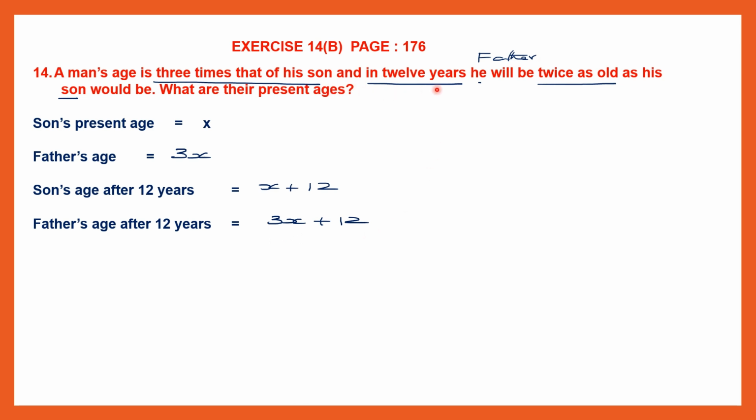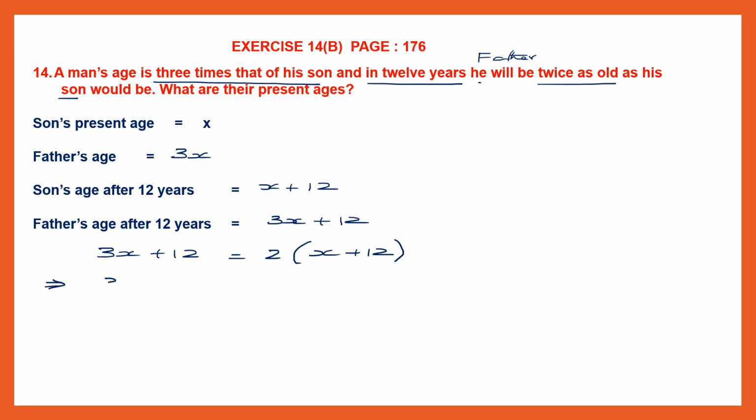But what are they saying? In 12 years, the father will be twice as old as his son. So it's going to be equal. That means this is an equation. The father's age is 3x plus 12 and the son's age is x plus 12. But the father is going to be twice as old as the son, meaning 2 times the son's age. So now we just have to simplify this and find the value of x.